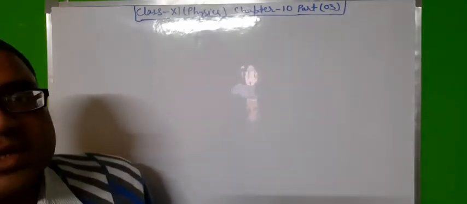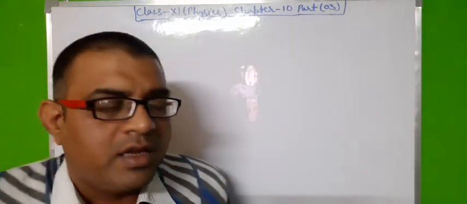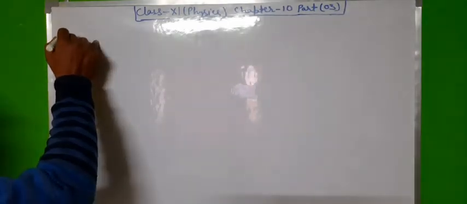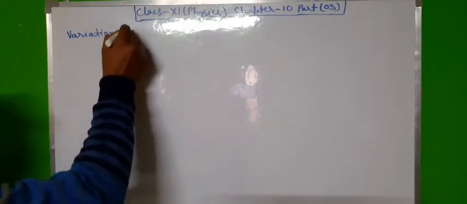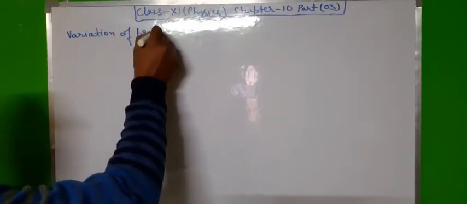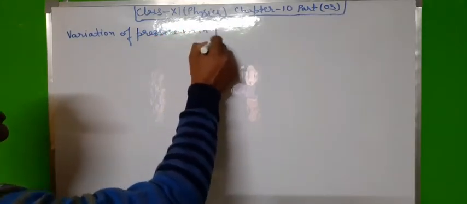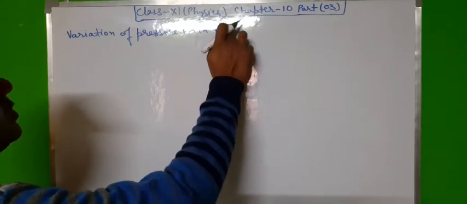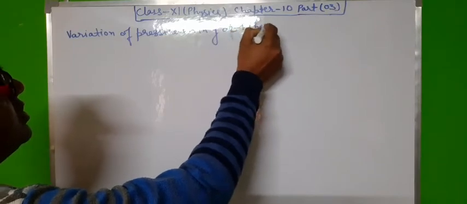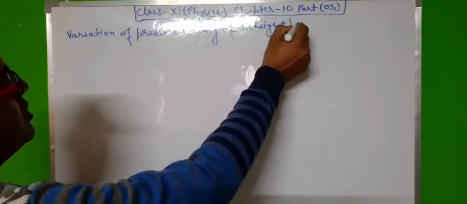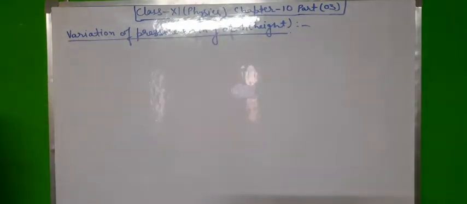Fluid Mechanics, Chapter 10 of Class 11 Physics, Part 3. In this we will discuss variation of pressure with g or height. We will discuss the variation of pressure with g or height.